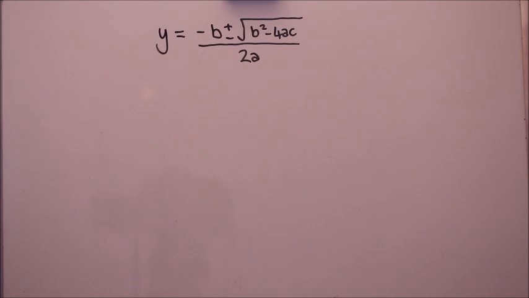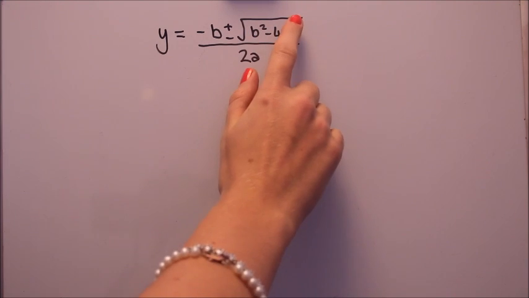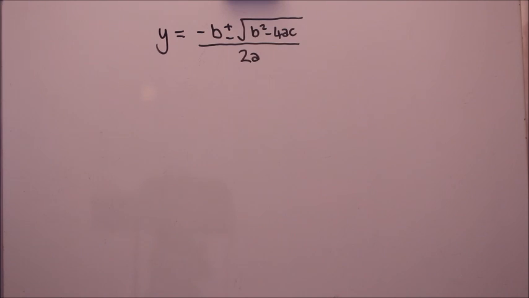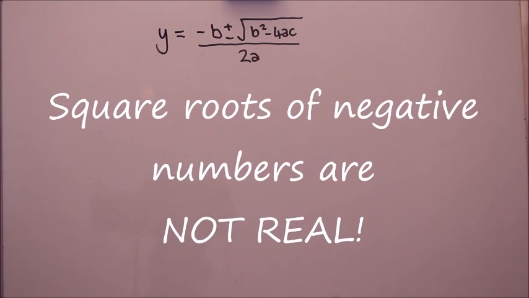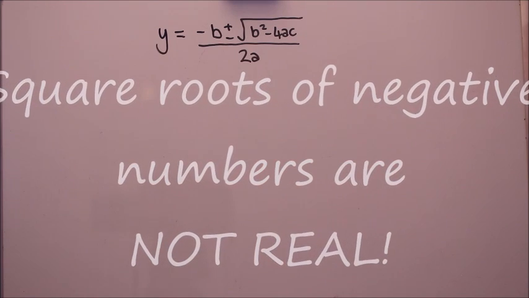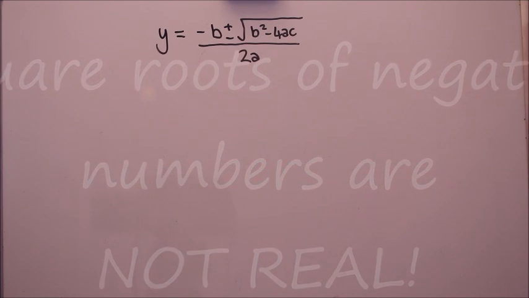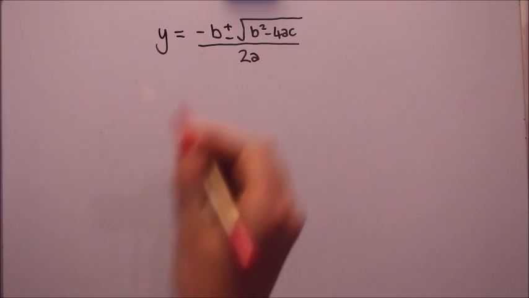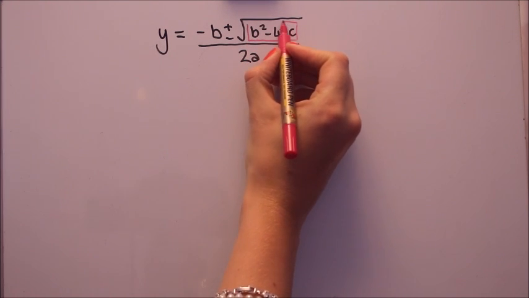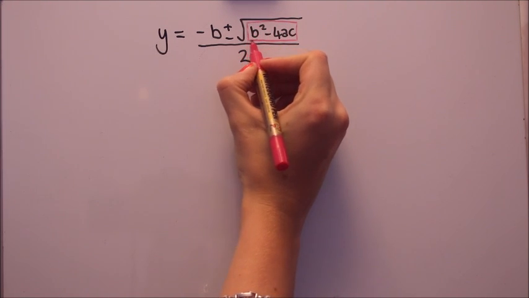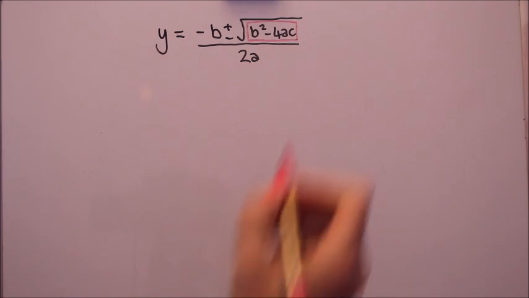Looking at this formula, we've got a square root sign. Now, you probably know you can't square root a negative number. If you try to, you'll get an imaginary number, which we're not studying in Core 1. So all you need to know now is if you try and square root a negative number, you don't get any real solutions. That means then that this thing under the square root sign is really useful to tell us if there are any solutions or not to the quadratic formula.